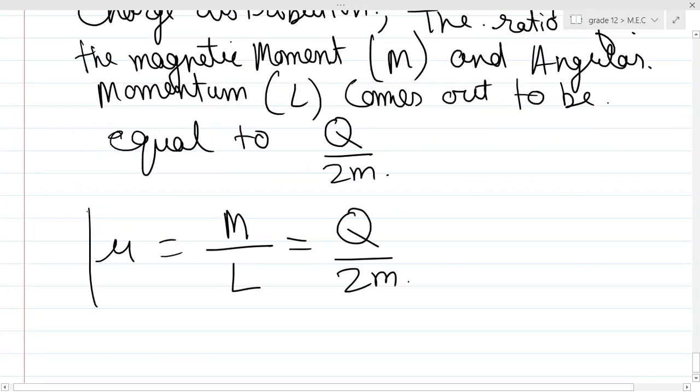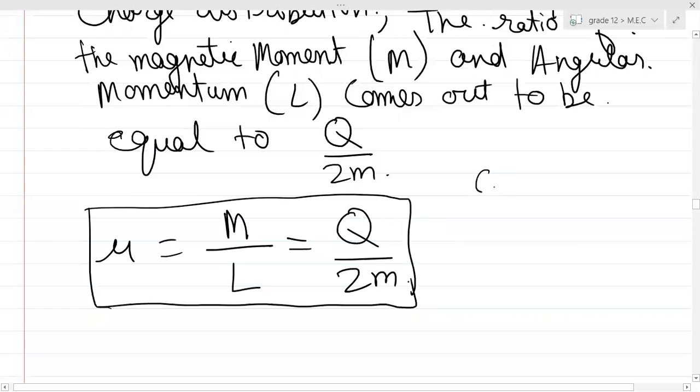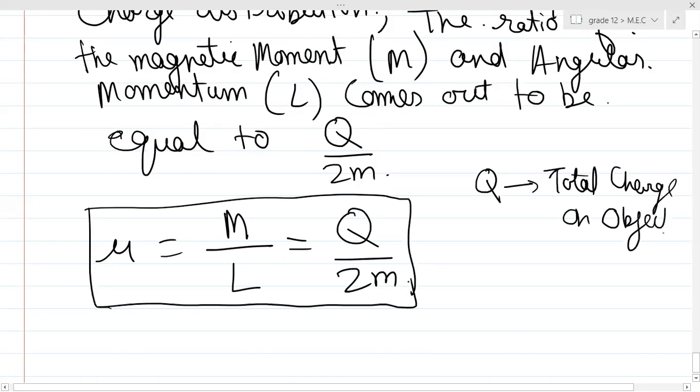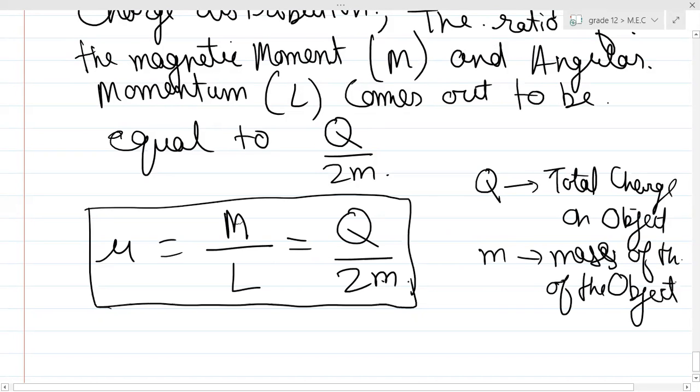This is generally mu, which you might have seen in HC Verma and all. This is the concept, guys. Q is the total charge on the object and m is the mass. This is small m, this is capital M, guys. Capital M is magnetic moment, small m is mass of the object. Is this clear, guys? Yes, sir. This is the concept.